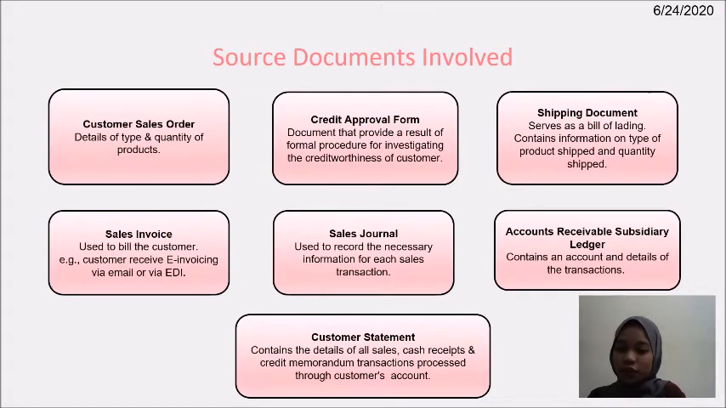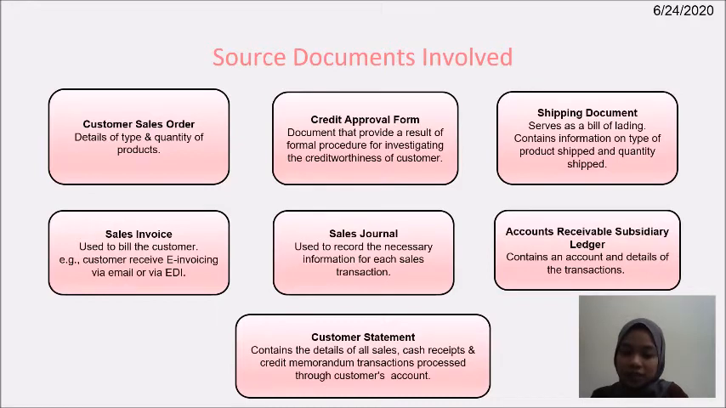Okay, source of document that involved in revenue cycle. Firstly, customer sales order. That is a details of type and quantity of products. Credit approval form. Document that provide a result of formal procedure for investigating the creditworthiness of customer. Shipping document serve as a bill of lading that contains information on type of product shipped and quantity shipped. Sales invoice used to bill the customer.